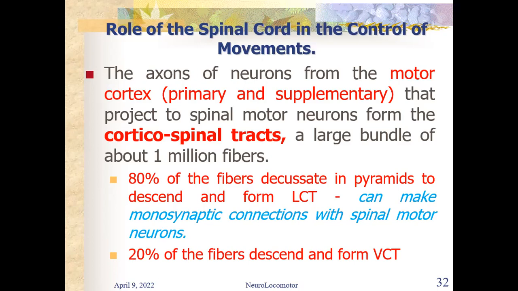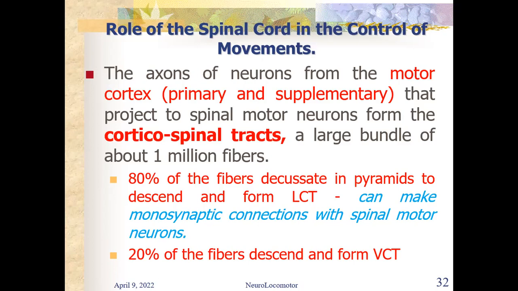The indirect pathway also functions to maintain posture, upright posture. For example, the vestibulospinal tract. The reticulospinal tract also plays a role in maintenance of posture as well. So all these motor tracts pass through the spinal cord. There's no way they can reach the muscles without passing through the spinal cord, and they have to make connections with the lower motor neurons, don't forget.